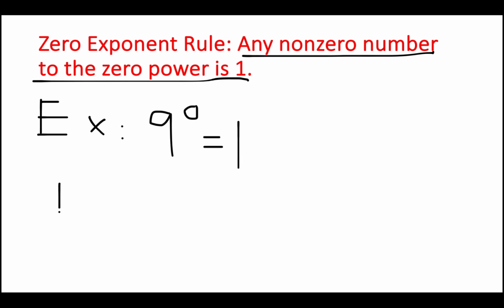One more example will be a to the power of 0 will equal 1. So any variable or term to the power of 0 will always equal 1. And that's the zero exponent rule. Any non-zero number to the zero power is always 1.